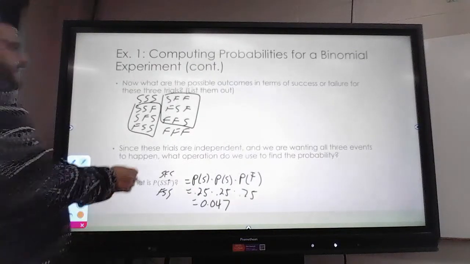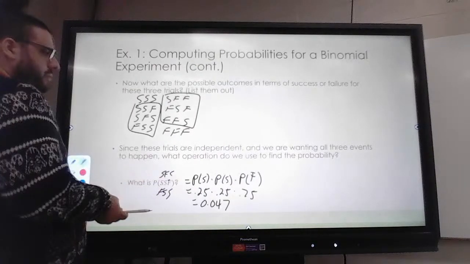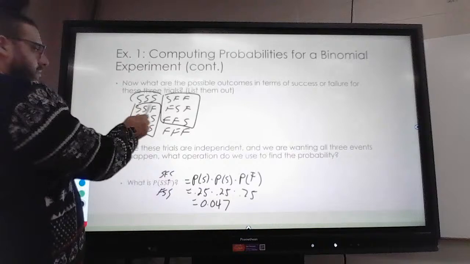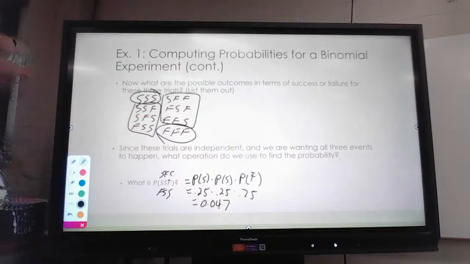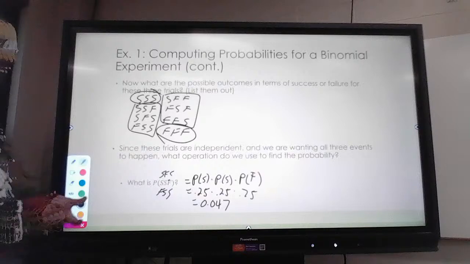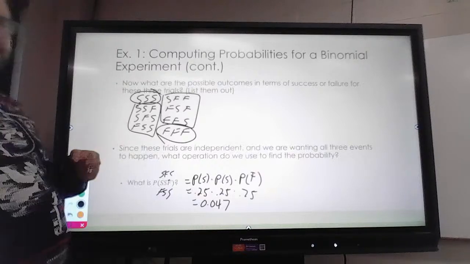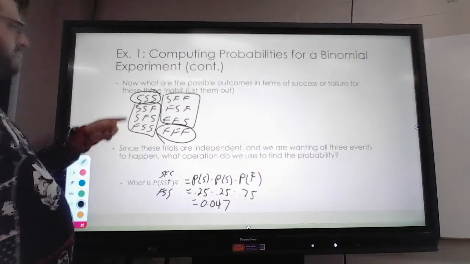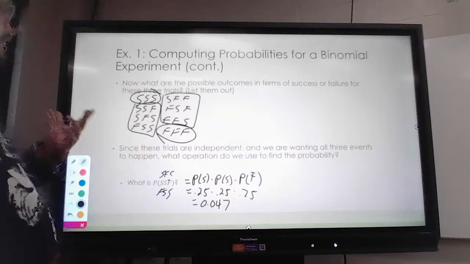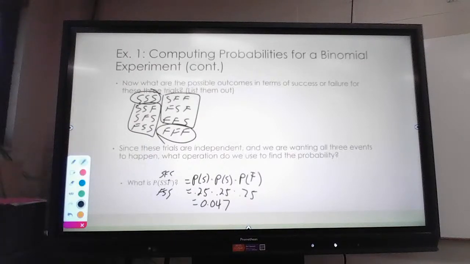And as a matter of fact, the only thing that will change is these 2 will not have the same probability, because you have 3 different P's and 3 different Q's, right? The probability of P is not the same as the probability of Q. If that were the case, then they would have the same probability. However, that's not necessarily the case.